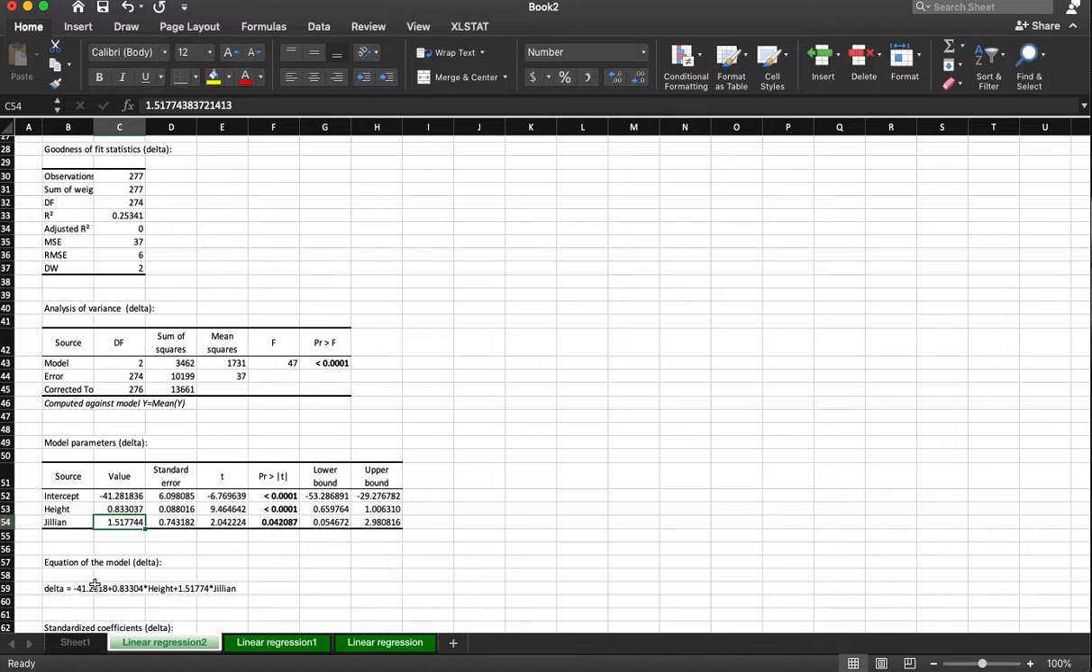And what this would mean is that if you have Jillian as your trainer, then your expected weight loss increases by 1.5 pounds on average, holding your height constant. And if you want to interpret height, you would say a 1 inch increase in height is associated with a 0.83 pound increase in weight loss on average, holding constant whether or not you had Jillian.